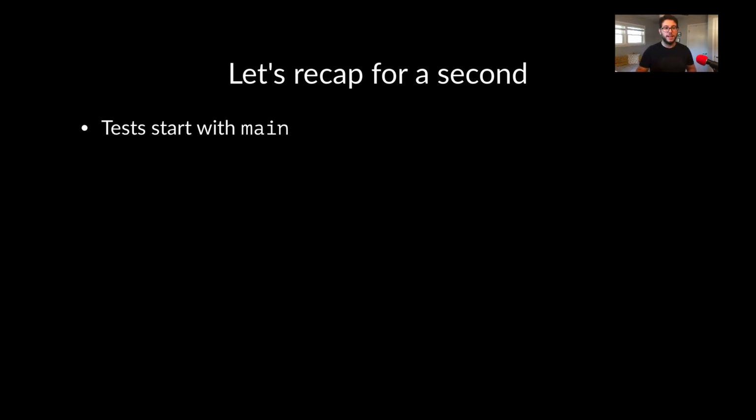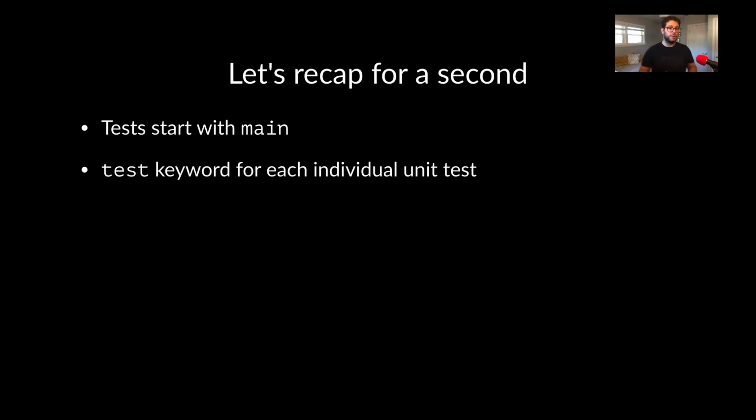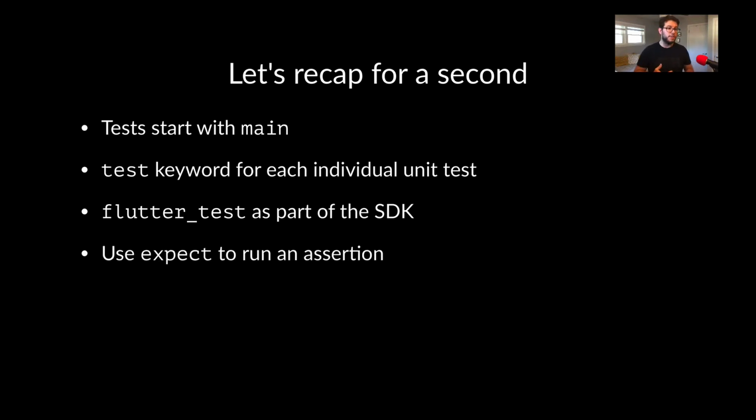tests on Flutter. The first thing is that every single test file must have a main method. That's the entry point for our tests. Then we're going to use the test keyword for each individual unit test. We're going to use the Flutter test as our testing library. We could also use the test library, but the Flutter test is a little bit nicer. And we use the expect method to run assertions. If we want to compare the result against our expectation, that's what we use, expect. And finally, on the CLI, we can run flutter test to run our tests.